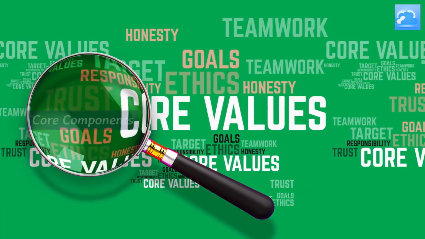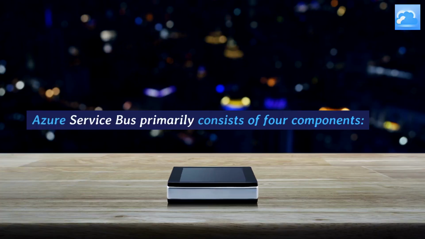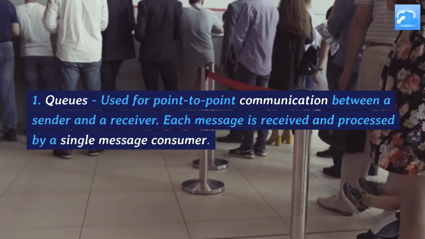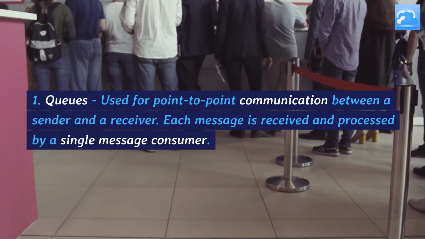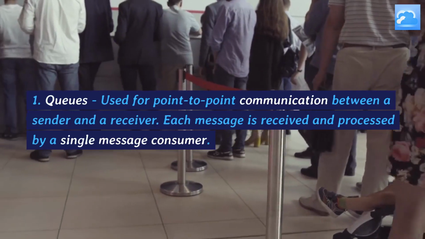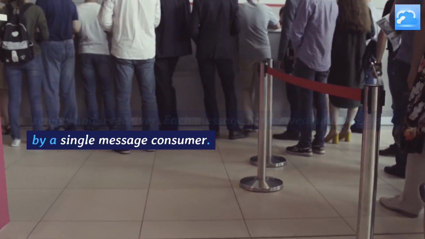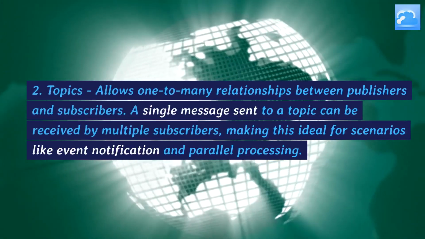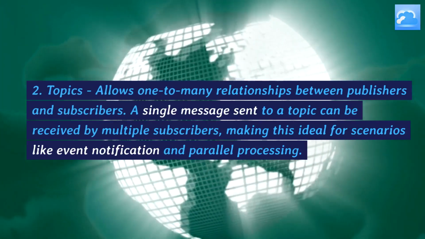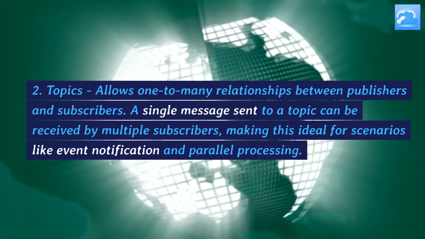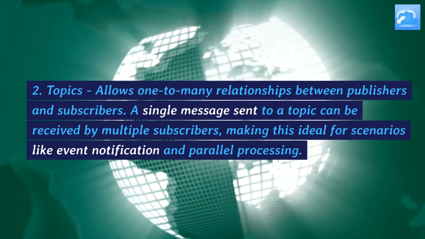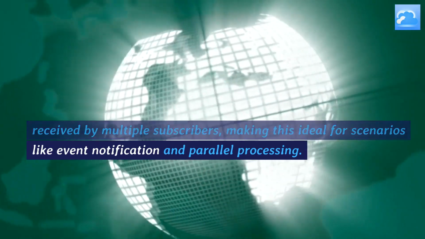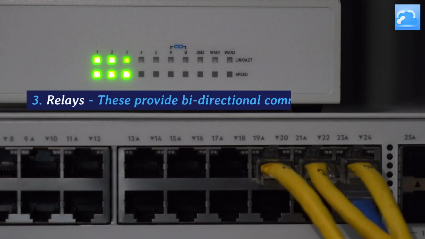Core components. Azure Service Bus primarily consists of 4 components. 1. Queues, used for point-to-point communication between a sender and a receiver. Each message is received and processed by a single message consumer. 2. Topics, allows one-to-many relationships between publishers and subscribers. A single message sent to a topic can be received by multiple subscribers, making this ideal for scenarios like event notification and parallel processing.